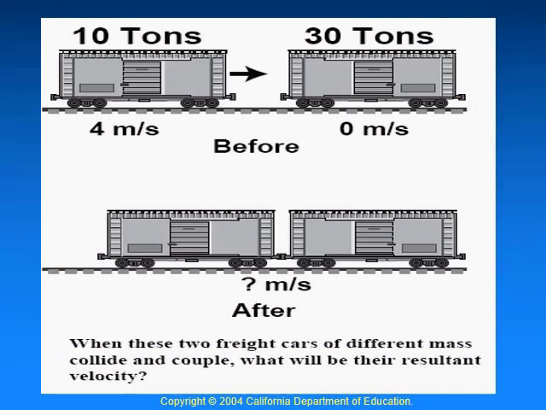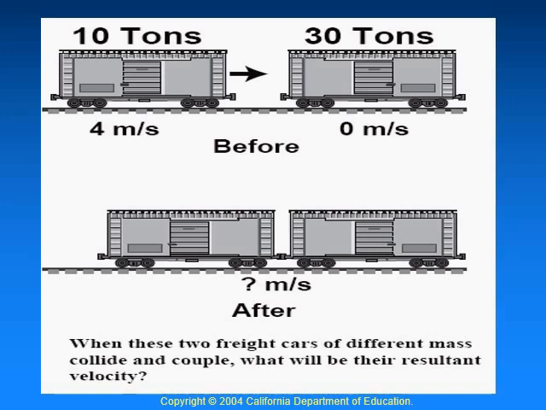Okay, this is the last slide for today. Looking at two train carriages, one is 10 tons and moving at 4 meters per second. The other is 30 tons and at rest, and then they collide. The question is, when these two freight cars of different mass collide and couple, what will the resultant velocity be? Pause the video now and have a little think about that, and then come back if you think you have the answer.